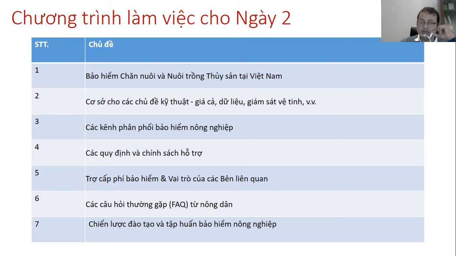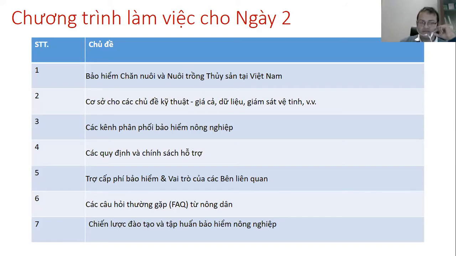As you can see in the agenda, we will be discussing some of the key features of the livestock and aquaculture insurance in Vietnam. Then we shall have a very important session on some of the key technical topics related to pricing, use of data, satellite monitoring, product design, and so on. And then we shall also have a brief session on some of the different types of distribution channels, which could help in reaching a large number of farmers.